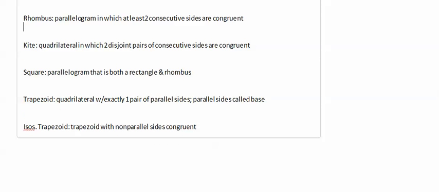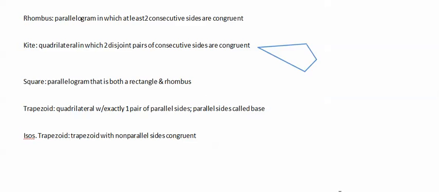Next, we have a kite, which is a quadrilateral in which two disjoint pairs of consecutive sides are congruent. What this means is that you're going to have consecutive sides, meaning a side here and here, but the disjoint means that the break comes right here between the two. So you'll have the pair of congruent sides over here, and then another pair over there.